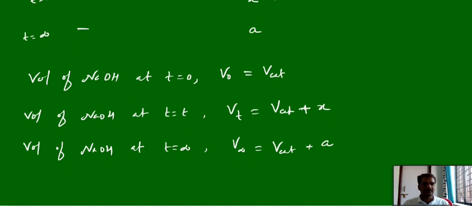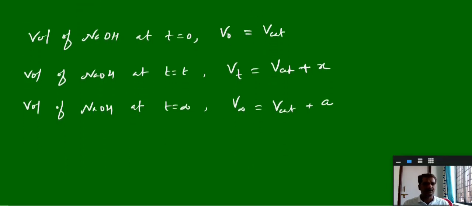Now, to identify the rate integration, what do we require? A value and A minus X. From this we can write A is equal to V infinity minus V catalyst. What is the V catalyst? V0. In place of V catalyst, you can write V0 value. This is the A.